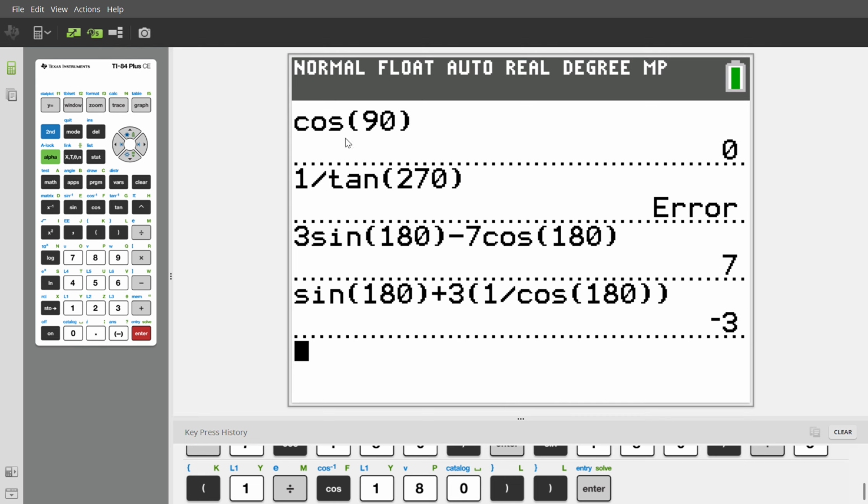All right. So you can use your calculator to evaluate trigonometric functions at certain angles. And in this video, our angle was in degrees. So if we wanted to be in radians, we would just go to mode and change the value to radians.